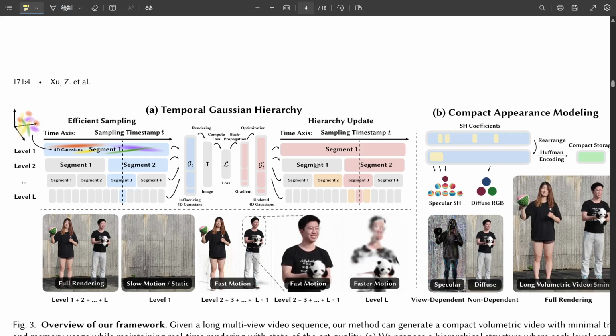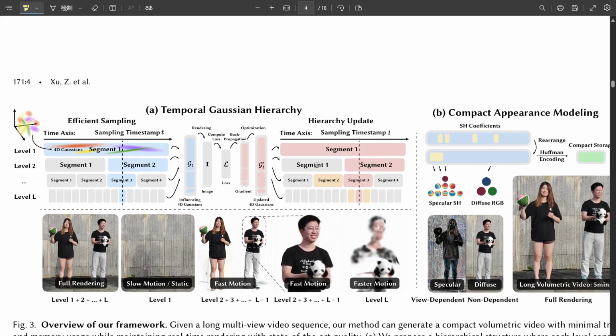So to put TGH to the test, they ran it through a gauntlet of benchmarks, comparing it to a whole slew of existing methods on different data sets. It's like a volumetric video showdown. Exactly. They went up against 3DGS, 4DGS, ENeRF, even 4K4D, which, by the way, they specifically called out as a target. Oh, wow. So they were really aiming high. They were. So how did our champion fare?